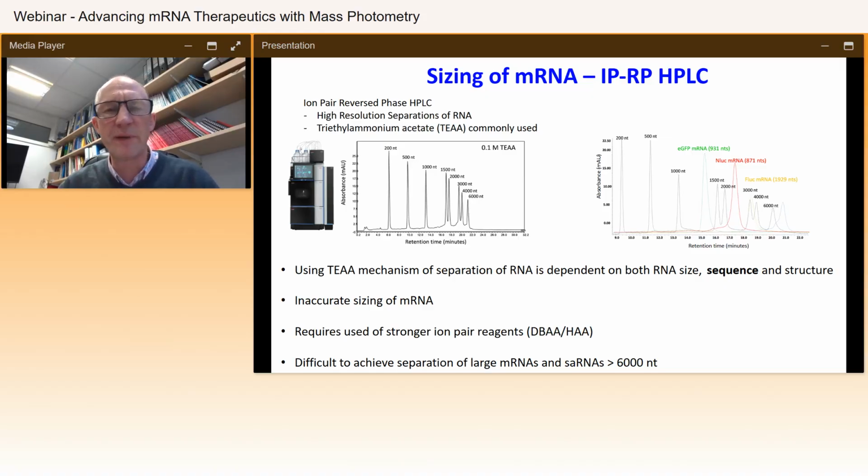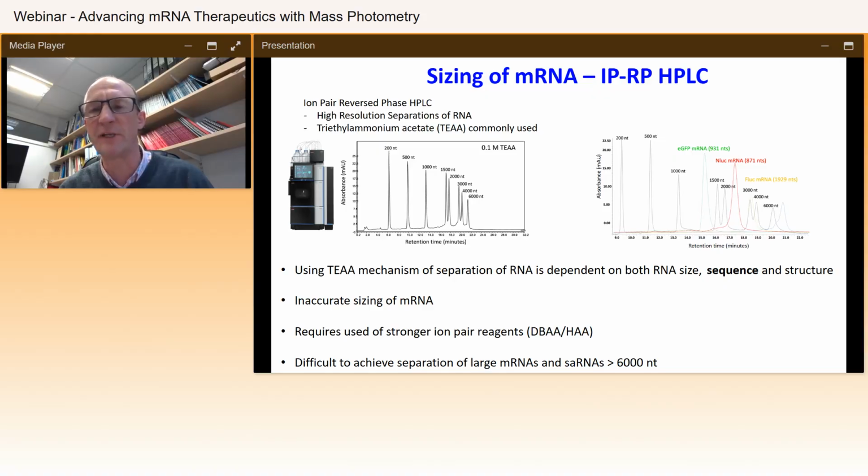However, one of the big challenges when it comes to analyzing mRNA using the same ion pair reverse phase chromatography is depicted on the right-hand slide. I've got three different mRNAs: EGFP mRNA, NLuc mRNA, and FLuc mRNA, shown as an overlay. If we want to accurately size them based on the RNA ladder, you can see that the peaks really don't size very accurately using the chromatography.